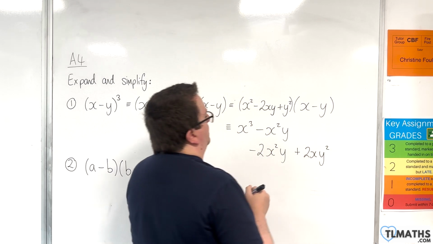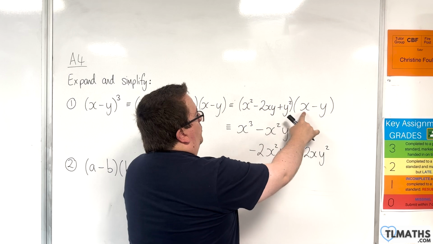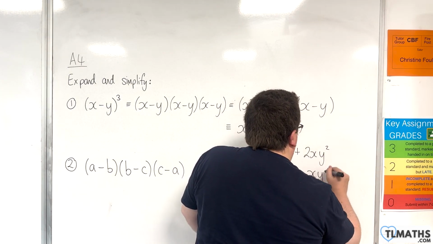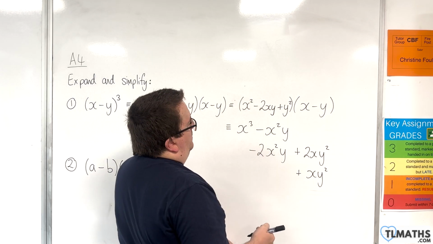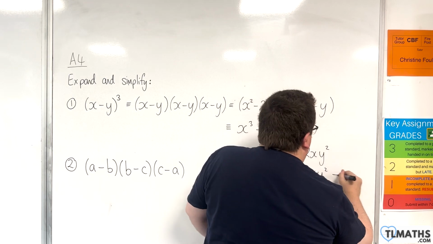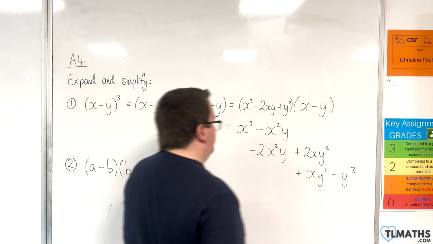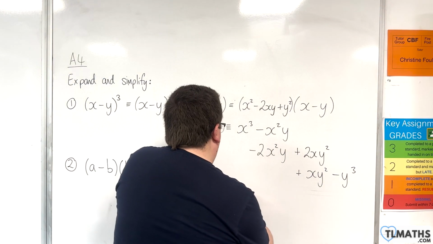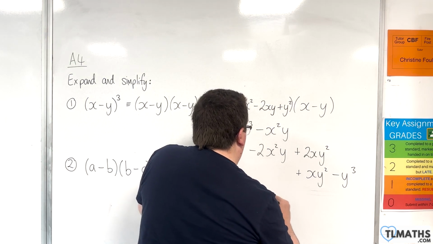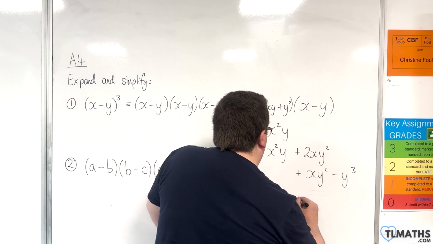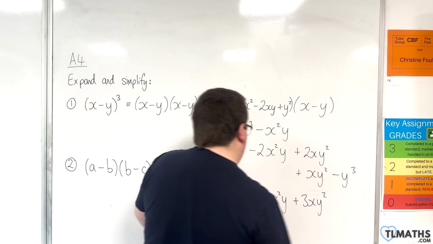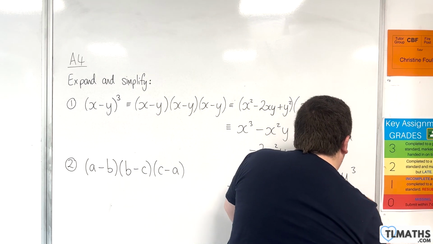We then have y squared times x, which is xy squared, so we can put that underneath that one because they're like terms. And then we have y squared times minus y, so minus y cubed. So we have x cubed take away 3x squared y plus 3xy squared take away y cubed.